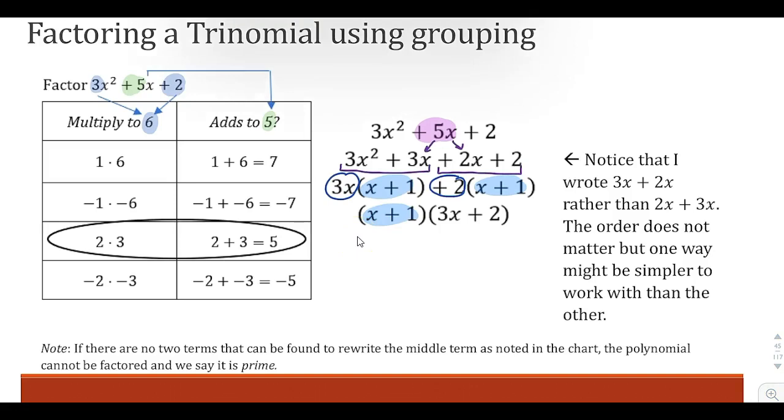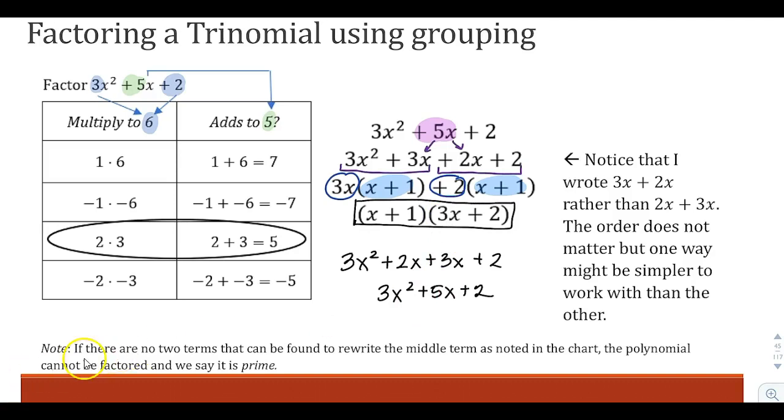So we can go ahead and check by performing that multiplication. So first is 3x squared, and then outer is plus 2x, inner is plus 3x, and last is plus 2. So combining the middle terms, I get 3x squared plus 5x plus 2. So what's great about factoring is that we can check our work by multiplying our final answer. So I want to go ahead and be clear. I want to go back and box in the final answer here.